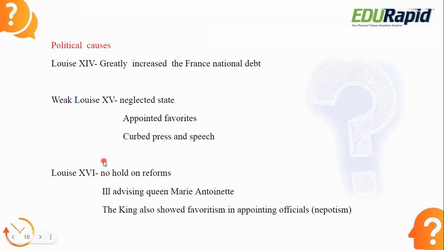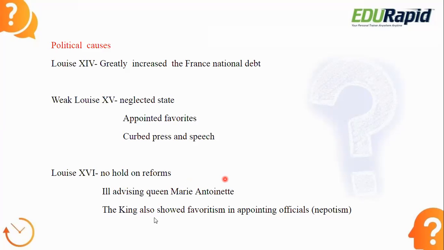Okay, so Louis XVI did not bring any reforms in the society, or in the polity or economy of the country. Next, he was ill-advised by Queen Marie Antoinette. So remember her name, Marie Antoinette. She was the queen of Louis XVI. She was always giving ill advice to Louis XVI, and he was listening to her words.